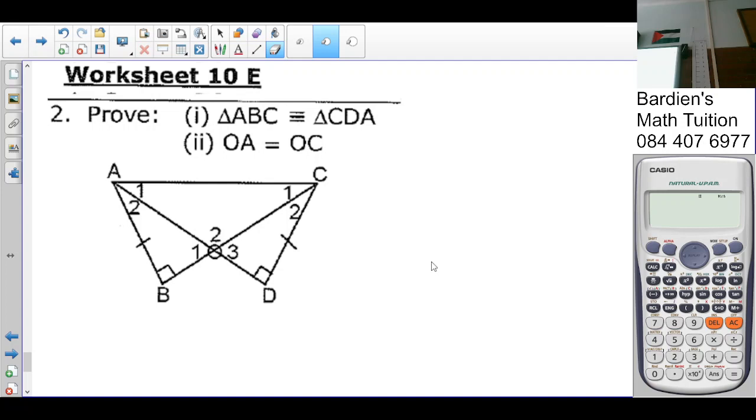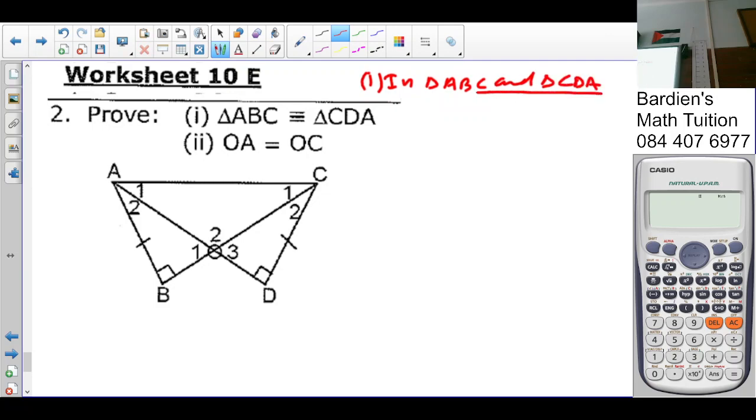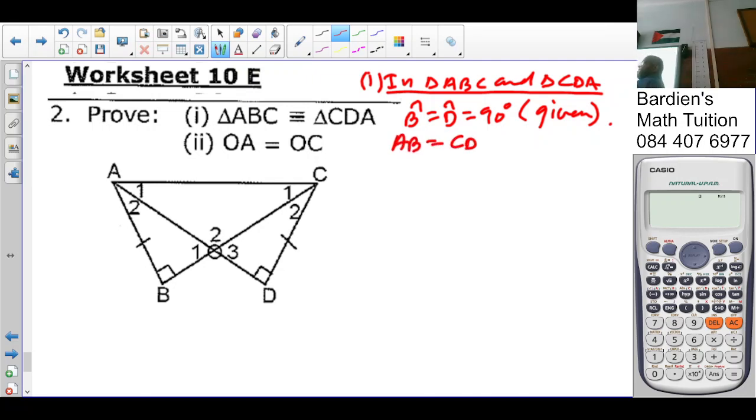Remember, when you prove congruency, we either prove angles or sides, not sharing points. No? So let's go with the first one. We say in triangle ABC and triangle CDA, what can we say? Angle B is equal to angle D, which is equal to 90. Why? Given. AB is equal to CD. Why? Also given.